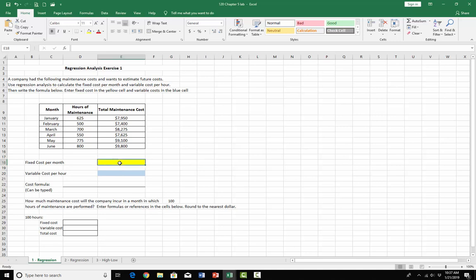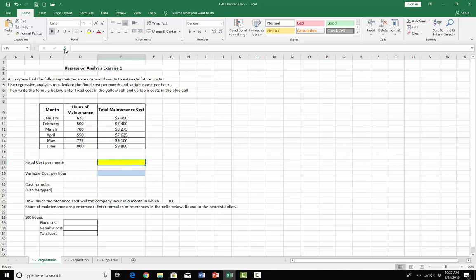So first thing we're going to do is find our fixed costs per month. You're going to be surprised at how easy this is in Excel. So watch these steps, and then when you do the second regression analysis exercise on your own, you'll find it's pretty easy. Make sure your final answers have formulas and references in them. Typed in answers are not going to be accepted.